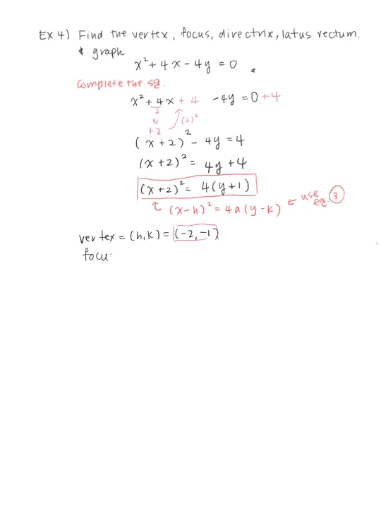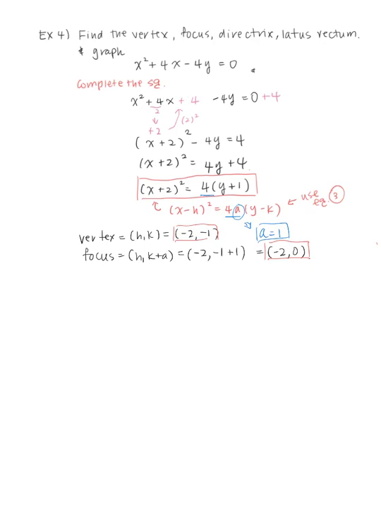And our focus, what's the formula for that? (h, k plus a). So you have (negative 2, negative 1 plus a). Sorry, I forgot to compute the value of a here. How do you find that? You set 4 equals 4a, which implies that a is 1 again. So you have negative 1 plus 1, giving (negative 2, 0). That's our focus.